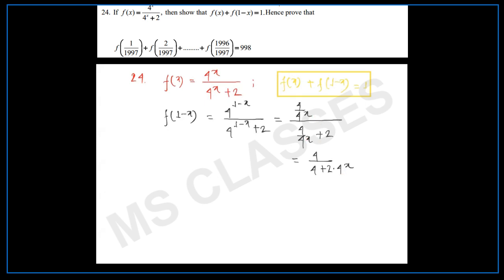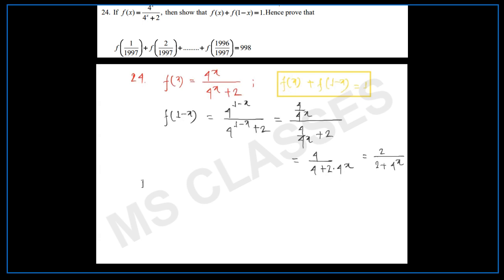Now, if we add these two equations, what do we get? But before that, we can do one thing. We can simplify this one further. How? You can see that 2 can be taken common. So we can write this as 2 by 2 plus 4 to the power of x.